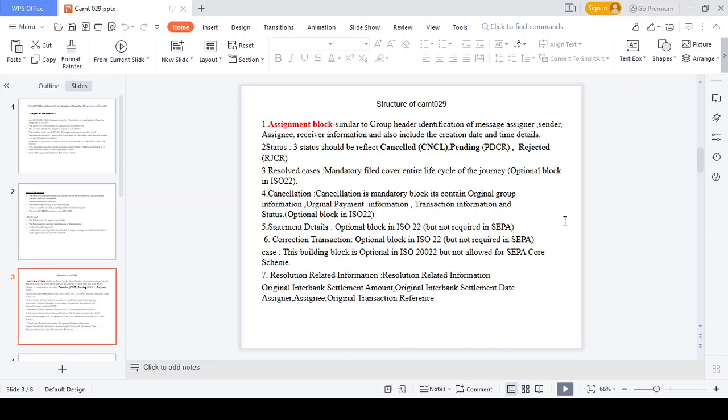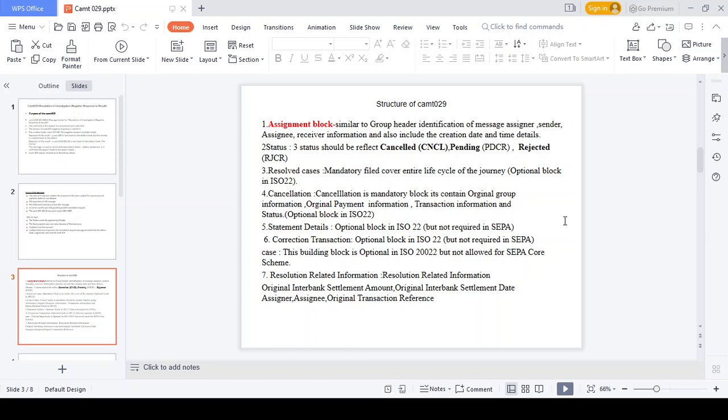Mandatory fields cover the entire life cycle. Payment initiation and Camt029 initiation are compared to the debtor bank, and all the information is available. The entire payment journey should be called resolved cases. This block should be optional in ISO 2022. Cancellation is a mandatory block, because Camt029 should always be initiated for the cancellation of the payment.